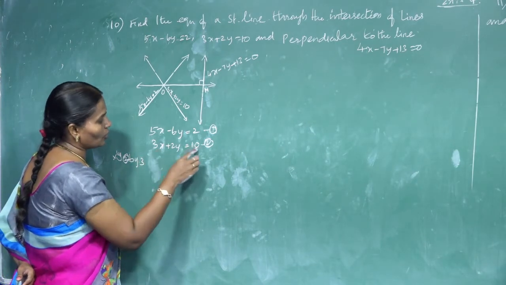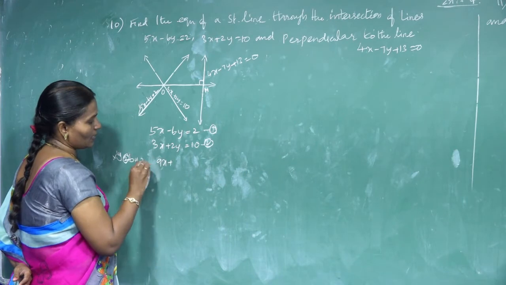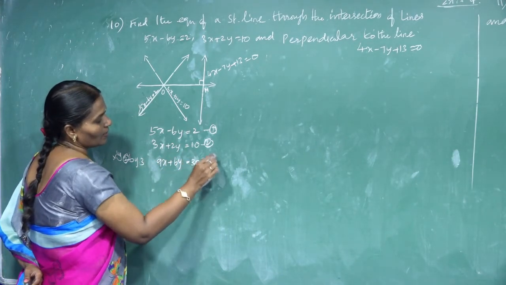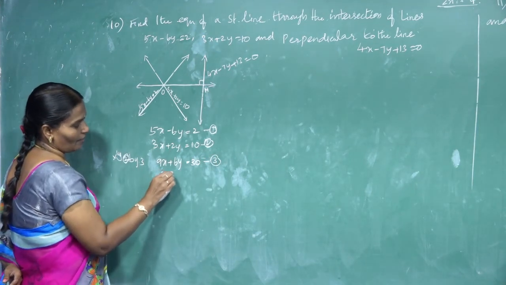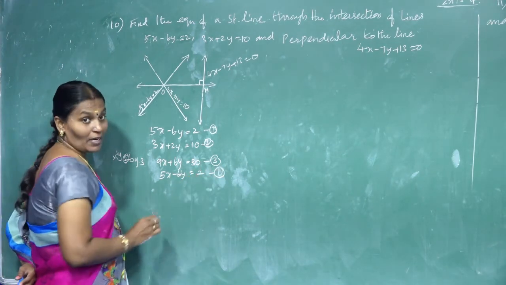Which is equation 2? This. So multiply by 3. 3 threes are 9, 9x plus 3 twos are 6y, that is equal to 3 tens are 30. That is equation number 3. Now take the first equation, that is 5x minus 6y equal to 2. This is equation number 1.